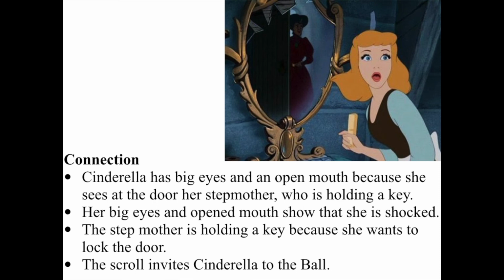Lastly, we have the connections. So obviously the most notable is that Cinderella has big eyes and an open mouth. Why? Well, because she's shocked. So, we had the action of gasping, and then we had the appearance of big eyes and a big, wide open mouth, and now we can connect those two.